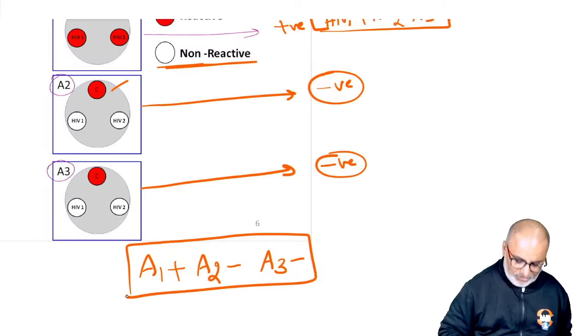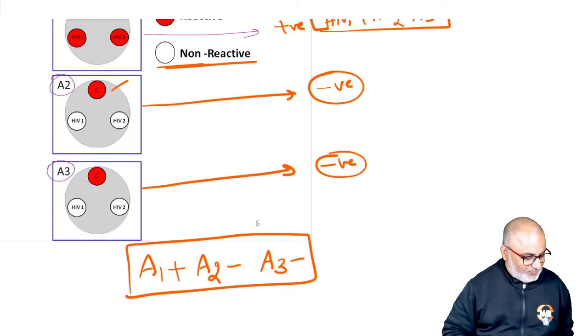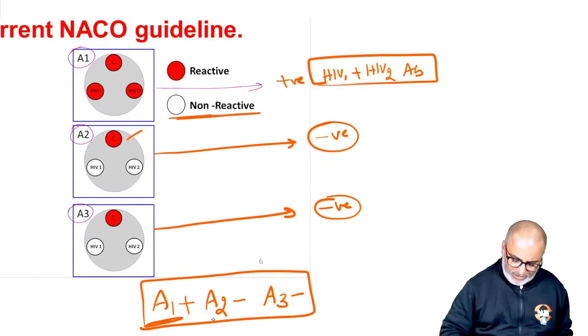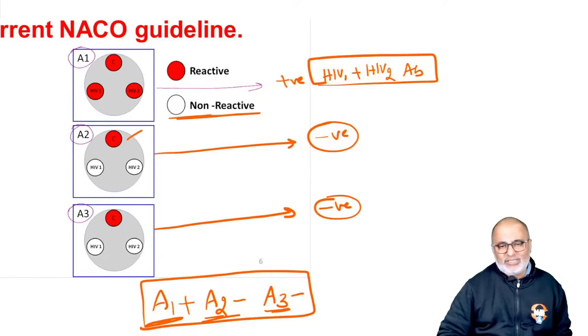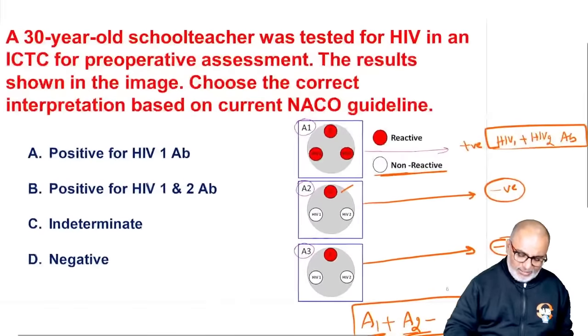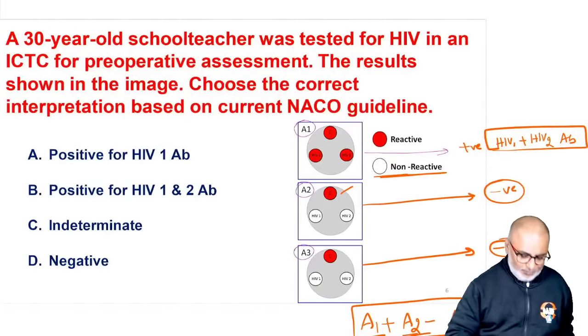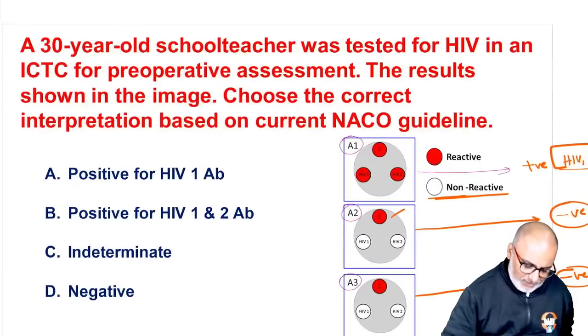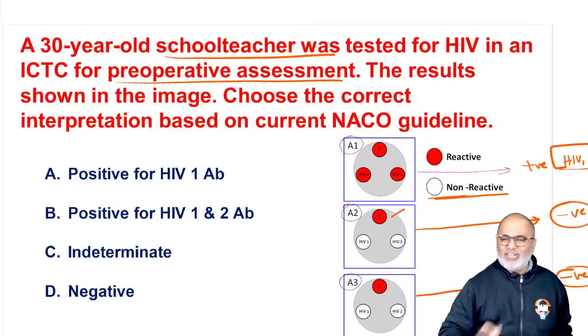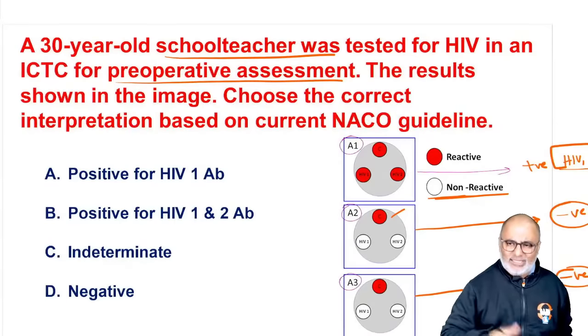What is your diagnosis? What is your interpretation of the NACO test? A1 positive for both, A2 negative, A3 negative. It's an antibody-based test. We may get a question like this nowadays because it's a government guideline. Tomorrow, if you become a medical officer, you need to interpret the result in OPD when a patient comes with results. A 30-year-old school teacher, every word is important, tested for HIV in an ICTC for pre-operative assessment. She does not have any signs and symptoms. Just before surgery, we are routinely doing the test. So, for the result shown in the image, choose the correct interpretation based on the NACO guideline.